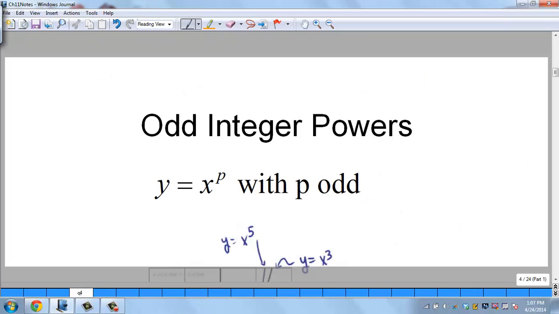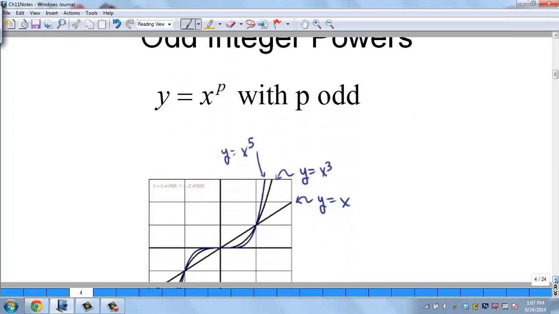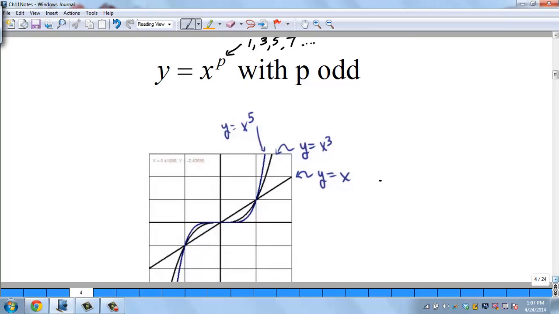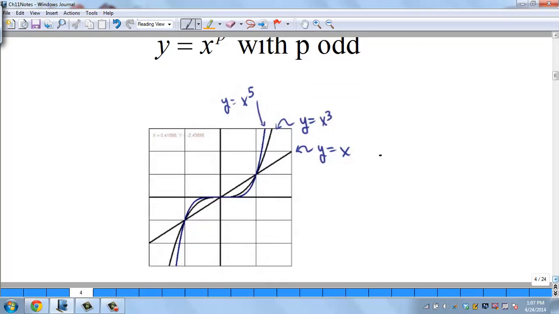All right, so now odd integer powers. Let's look at what an odd integer power is. Well, you have y equals x to the p, and p is odd. So p could be 1, 3, 5, 7, get it? Anytime your power is odd, this is what your graph looks like. Now I know probably on your paper I don't have this written, so if you need to stop this at any time to sketch these, but you'll notice y equals x is this straight line going right here.